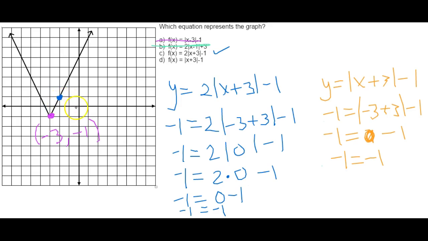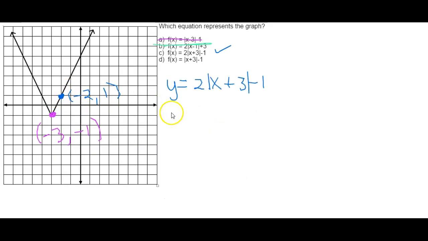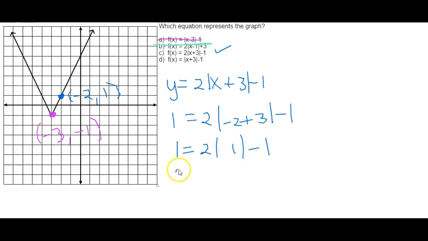So this coordinate is the coordinate -2, 1. So let's try this coordinate. Plug in 1 for y. Do inside the absolute value bars first. -2 plus 3 is 1. Absolute value of 1 is 1. 2 times 1 is 2. And 2 minus 1 is 1. So C worked for this second point.